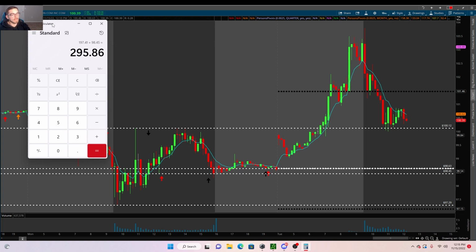That's going to equal 295.86. And then you divide it by 3. And sure enough, you have 98.62, which is your pivot point right here. So that is how the person's pivots identify where the actual midpoint is going to be.